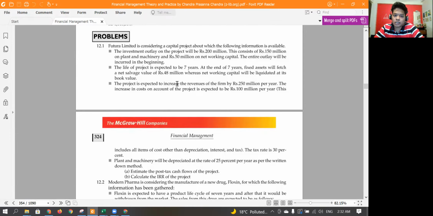The project is expected to increase the revenue of the firm by 250 million. Again, it's the incremental revenue that we take. In this case, it's increasing by 250. If the question said that earlier it was 200 million and now it's 450 million, I would have taken the incremental amount because of this project, because that is my relevant cash flow for this project. So 250 million per year.